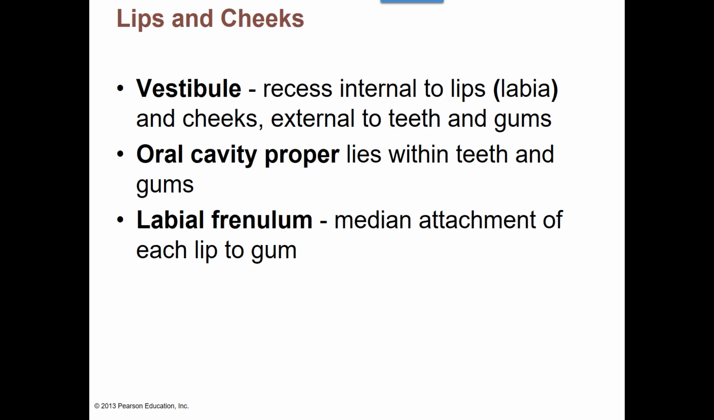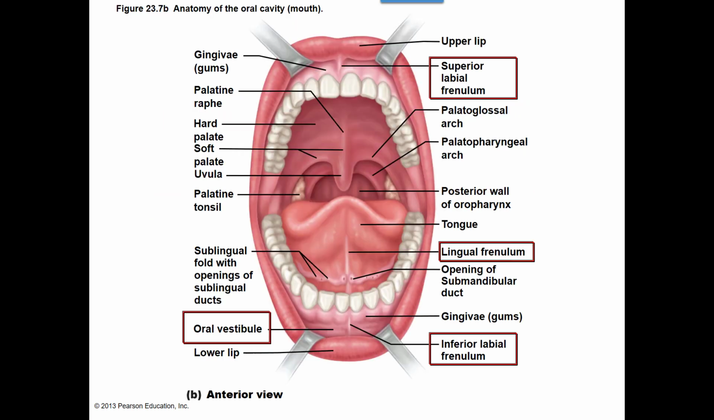And then the labial frenulum is an attachment of each lip to your gums itself. First, the oral vestibule, that's the space behind your lips but in front of your teeth. The labial frenulum is anchoring your lips and your gums to that tissue beneath the teeth. So if you pulled your lips out, you'd be able to see that attachment there.